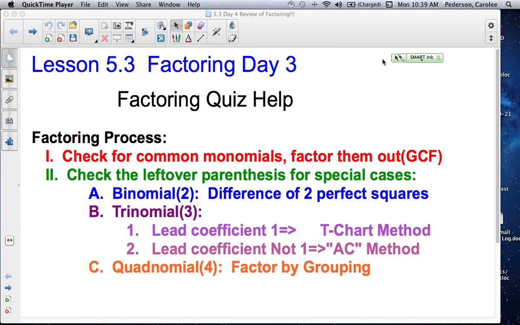This is 5.3, review of factoring. This is an optional video for my students. The red talks about checking for common monomials. So you factor out the GCF.